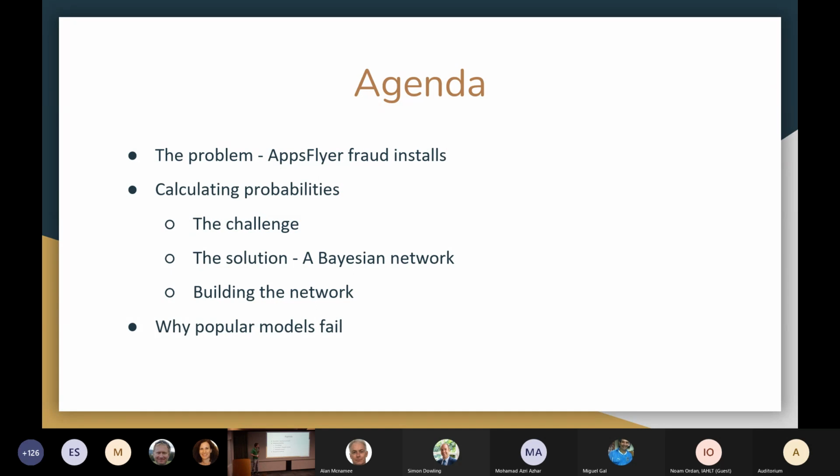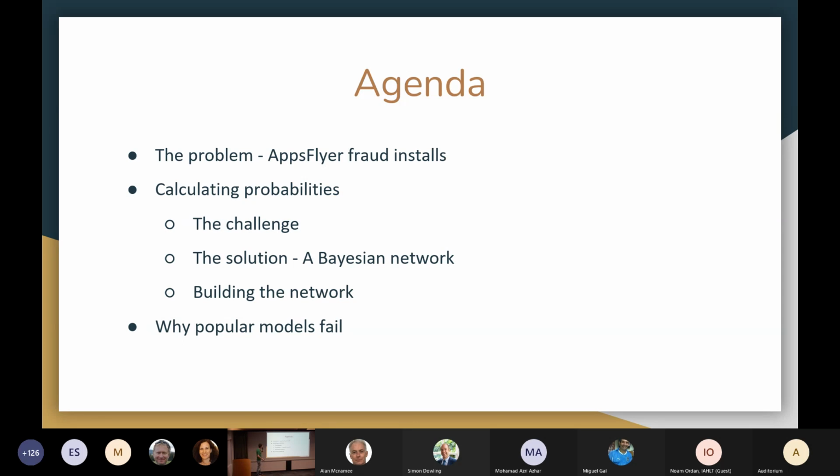Okay, so first we're going to start with talking about the problem. The problem is that we have essentially a lot of application installs, and we want to detect fraudulent installs among all the installs that we get at AppsFlyer. And then next up, we're going to calculate the probabilities. We want to calculate the probability for an install to be fraudulent. So we're going to talk about that. What's the challenge in that? Why is that even difficult? And then what's the solution? How do we deal with it? Hint, it's going to be using Bayesian networks.